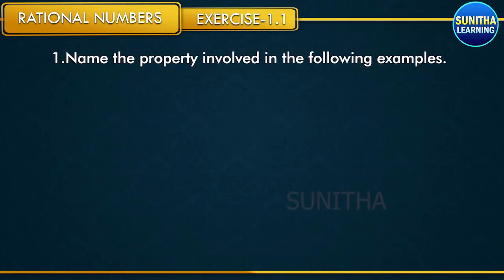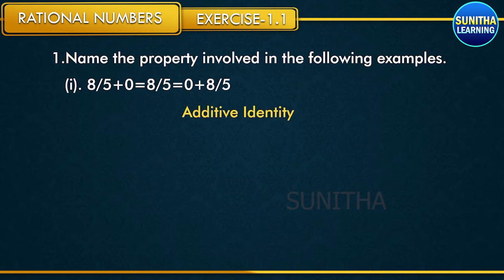Look at the first question. Name the property involved in the following examples. Now here 8 by 5 plus 0 is equal to 8 by 5, which is equal to 0 plus 8 by 5. So there is one property that we have discussed. What is that property? Additive identity. So what is the additive identity?